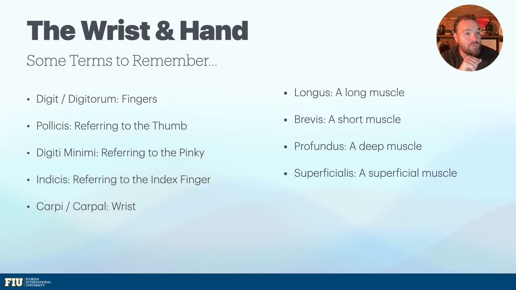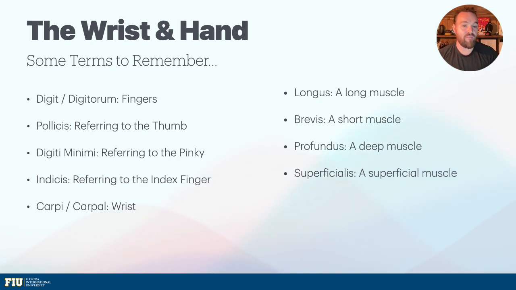We do have one muscle that controls just the pinky. So that's digiti minimi, the littlest finger. We have indices. We've always called this our index finger. So that helps to control that. We already talked about anything with carpi or carpal, talking about the wrist joints. And then we have a couple of opposites here, as we've talked about in the past, right? If we have a longus muscle, which is a long muscle, then we're more than likely going to have a brevis muscle, which is a shorter muscle, right?